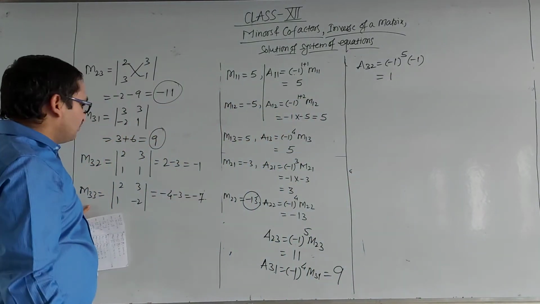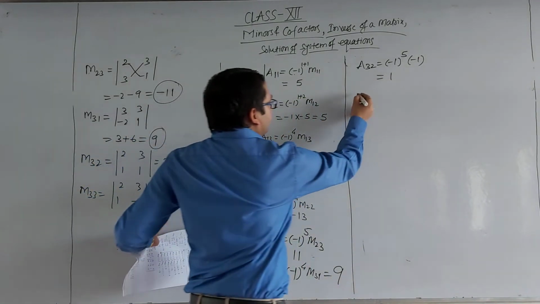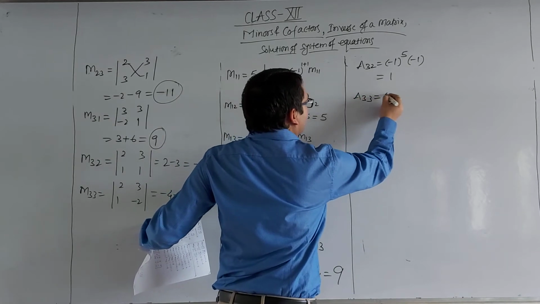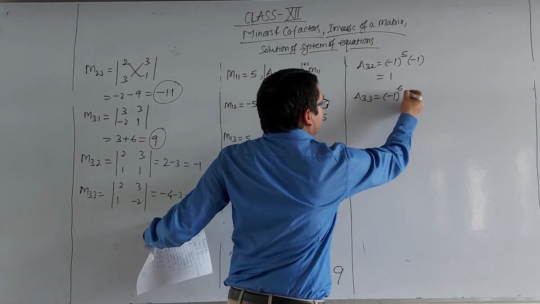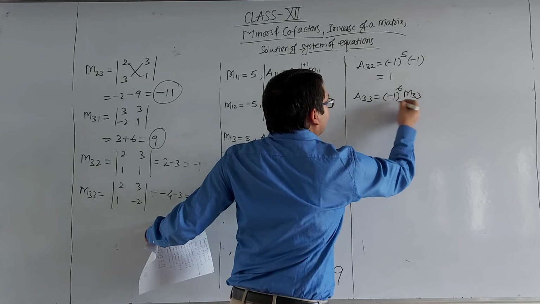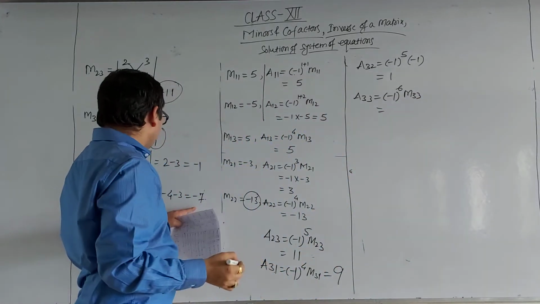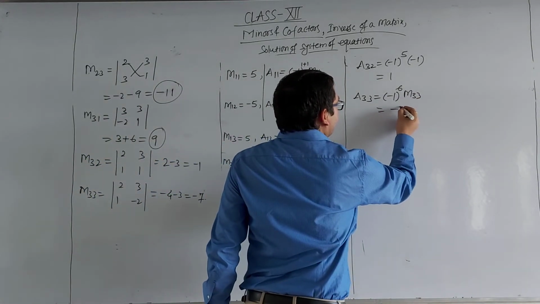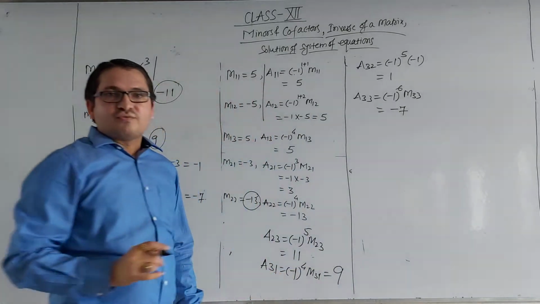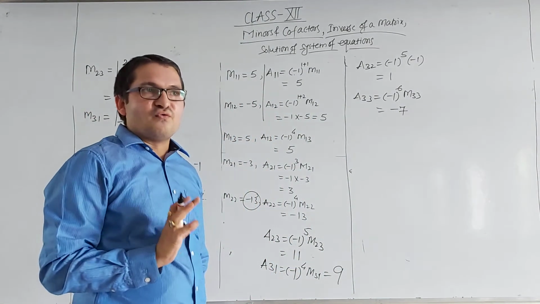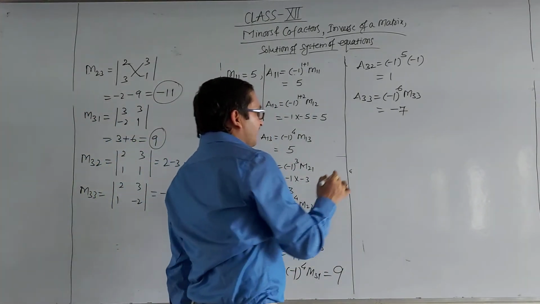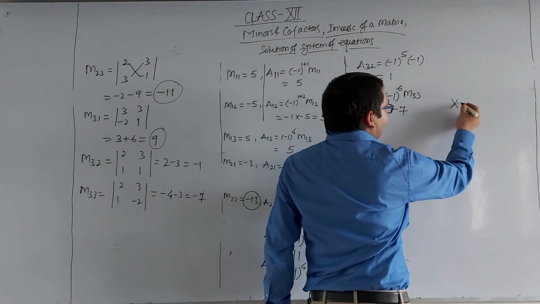Now M33, so you have to find A33. It is minus 100 power 3 plus 3, which is 6. And what is the value of M33? Minus 7. So it will be minus 7. So we got all the cofactors. Now we have to write the value in this form.